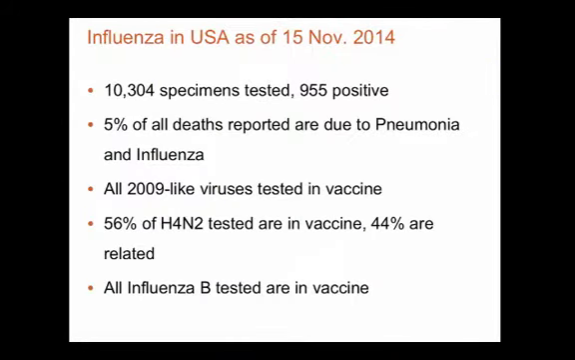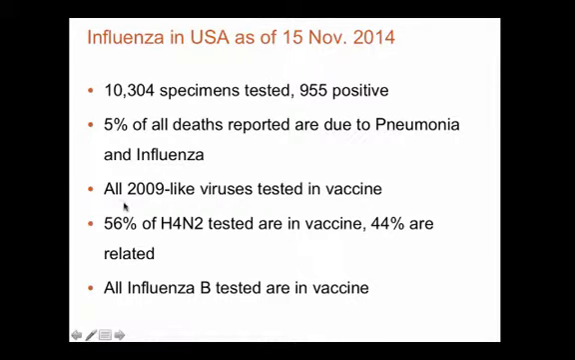If you just look at the number of specimens tested, it's a very small number. The CDC does a surveillance process throughout the whole U.S. They've collected about 10,000 specimens so far. 1,000 of those are positive. And again, if you go back and look at the CDC site, 5% of all deaths reported are due to pneumonia and influenza. It's hard to actually say whether a death is particularly due to influenza. But 5% of all deaths in the U.S., it's a lot.